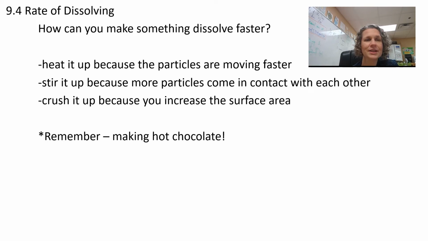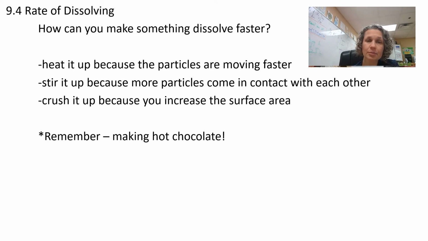Okay, so now rate of dissolving. Can I make something dissolve faster? Yes. And we've actually already talked about this when we talked a little bit about just chemical reactions, where there were multiple ways that we talked about to make the reaction happen faster. And those go along with dissolving.